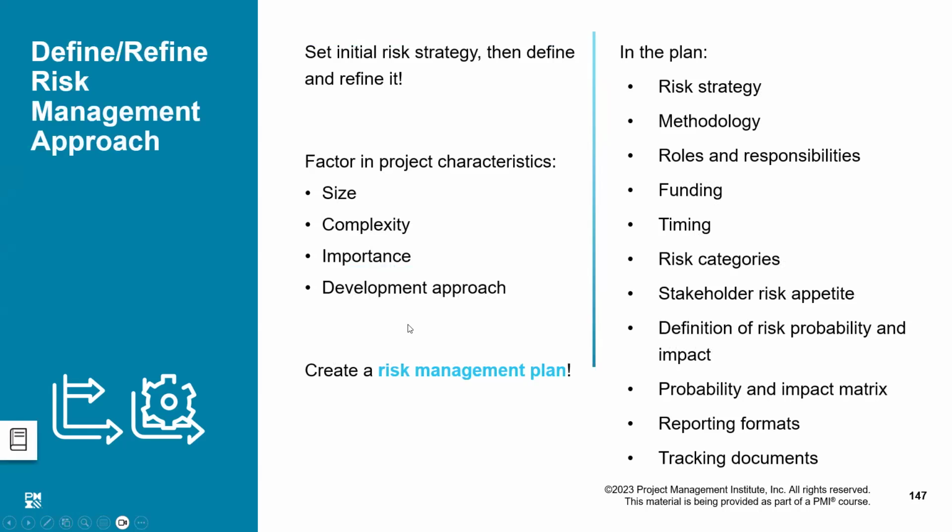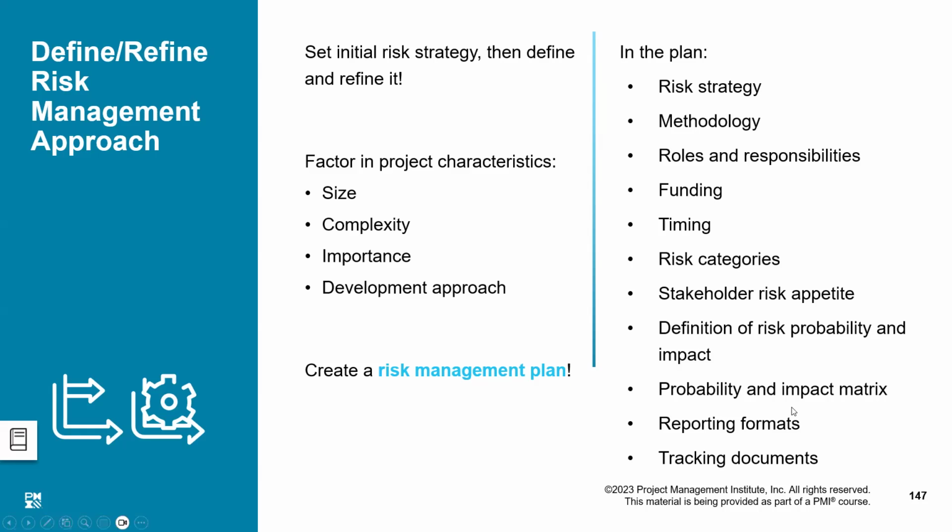Define and refine the risk management approach. You develop a risk management plan in the beginning, and the risk management plan will actually include things like this. What is the risk strategy, as we mentioned earlier? What is the methodology of dealing with the risk in your organization? What are the various risk-related roles and responsibilities? From where is the funding for these risks coming? What is the timing these risks could occur? What are various risk categories in which you would like to divide these risks? How do you categorize the risk?